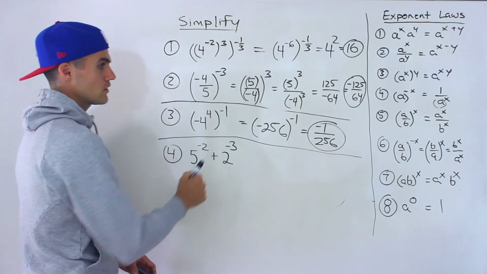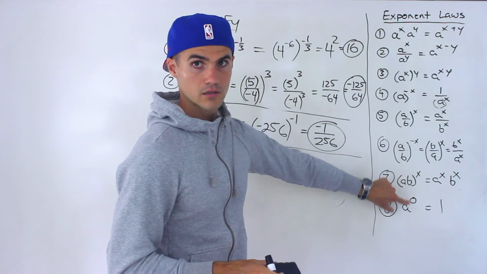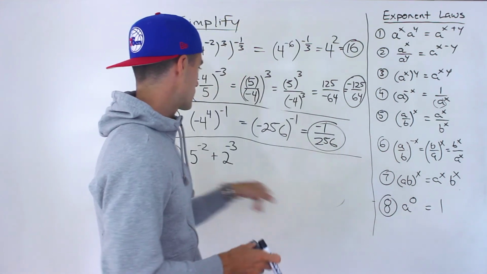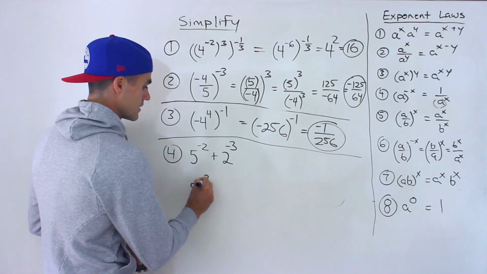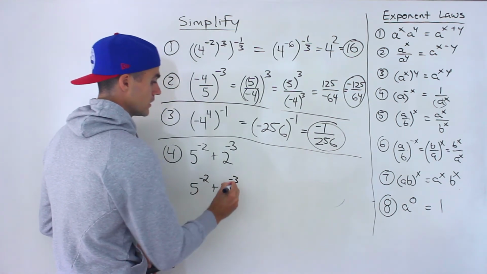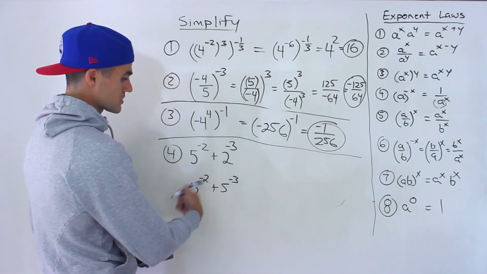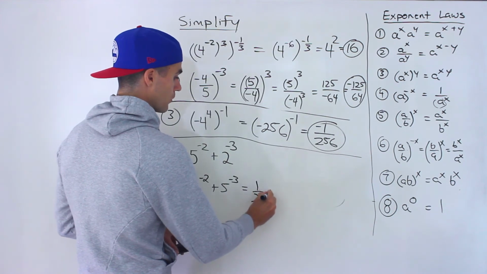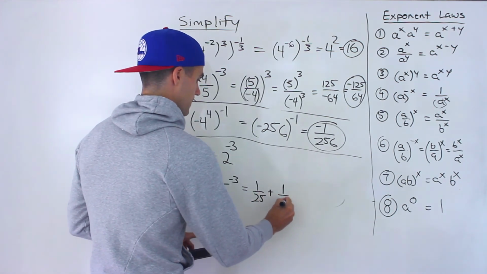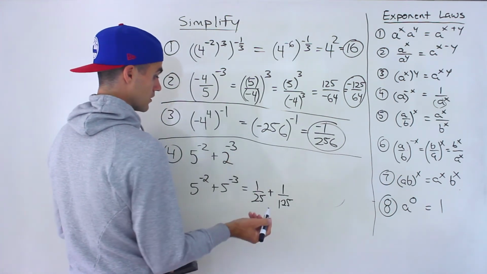And then we got 5 to the -2 plus 2 to the -3. Now this positive here, notice that there's no additions here or subtractions. So there's no rule we can apply here, even if they had the same base, like let's say this was 5 to the -2 plus 5 to the -3. You can't just add those exponents or multiply them or do something like that. You'd have to actually deal with both of these separately and then add them as fractions.